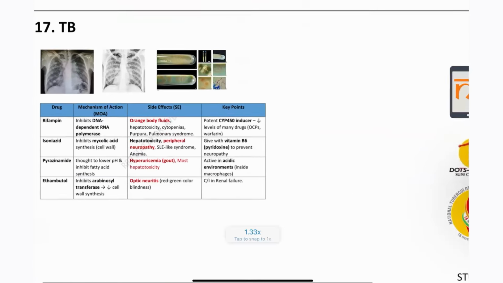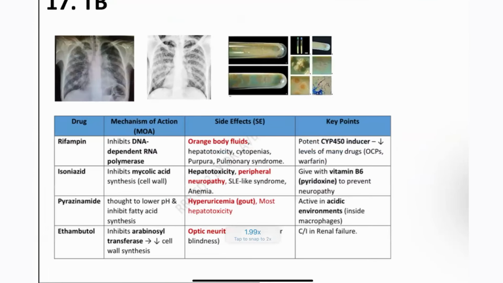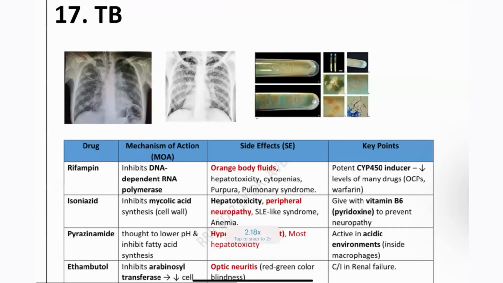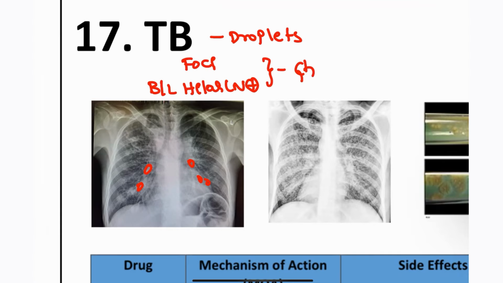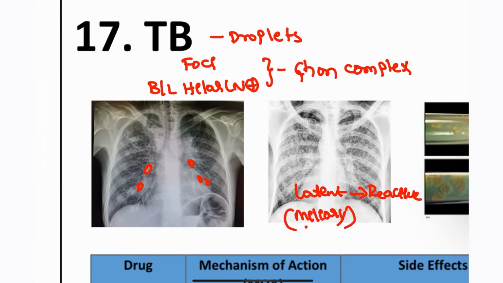Next, moving on to tuberculosis. First, let's see the basics of tuberculosis. How is this transmitted, guys? Most commonly, the patient will be infected by droplets. After that, bilateral hilar lymphadenopathy will be seen in this patient. Along with that, foci will be seen together, which is called a Ghon complex. This is latent TB, and again reactivation is known as miliary or disseminated TB.